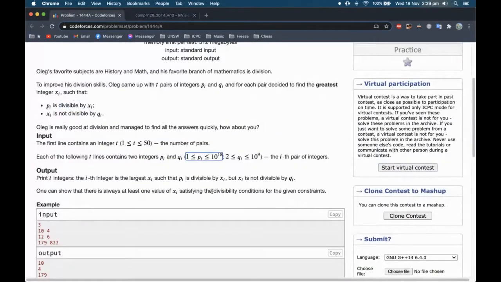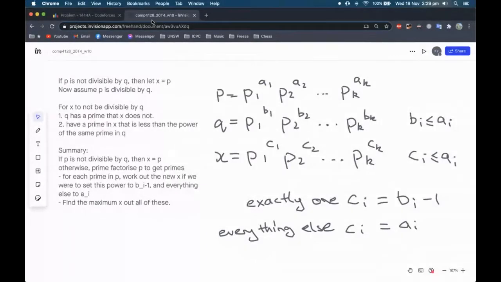But there's one big problem though. The problem is that p is up to 10 to the 18, and prime factorization is square root n, right? Square root of the thing that you're prime factorizing. So this is going to be problematic. I think there does exist a way to do log n prime factorization. I can't quite remember, so my apologies on that. But there is actually a workaround for it.